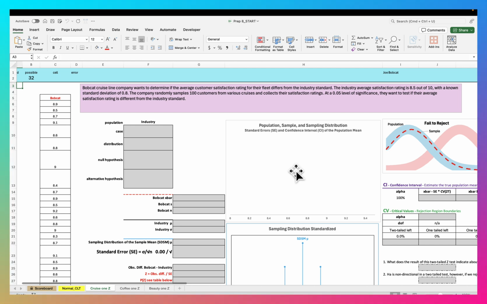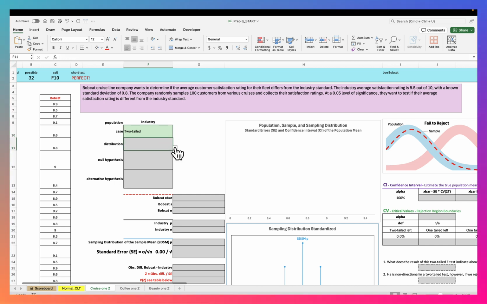At a 0.05 level of significance, they want to test if their average satisfaction rating is different from the industry standard. So the key word in that paragraph is different, because as soon as you see the word different, you know that it is a two-tail test, because we don't know which direction we might be different. So in this case, we'll pick two-tailed.